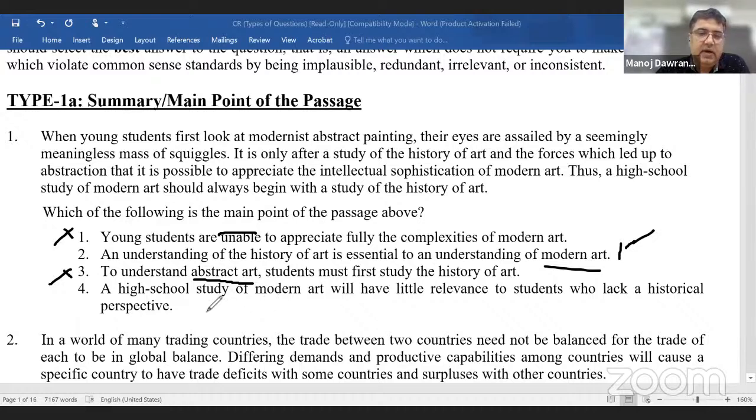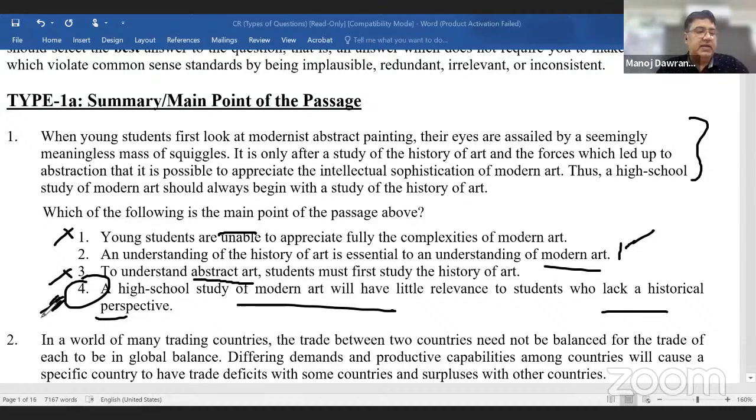Now, here is the answer. A high school study of modern art will have no relevance if the student lacks historical perspective. Basically, option number 4 is the paraphrased version of this whole paragraph. And that is the reason the main point is option number 4. Did everybody understand this? Can I have a quick answer in the chat box? Come on, make it interactive. Why not second? And why fourth? Because it is not modern art. You have to understand modernist abstract painting.